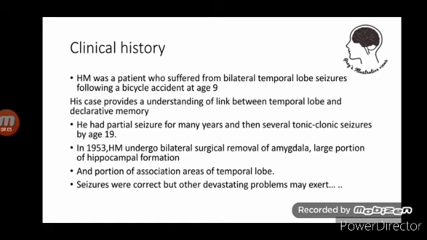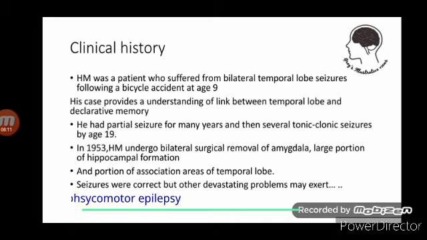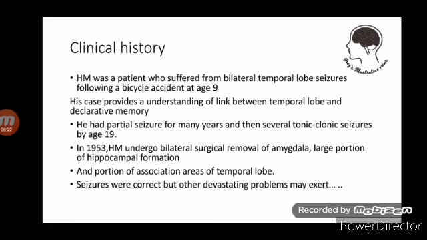That type of epilepsy which occurs in the temporal lobe is called temporal lobe epilepsy, which is also called psychomotor epilepsy. HM was a patient who suffered from bilateral temporal lobe seizures following a bicycle accident at age 9. That means the underlying cause is trauma. His case provides understanding of the link between the temporal lobe and declarative memory.